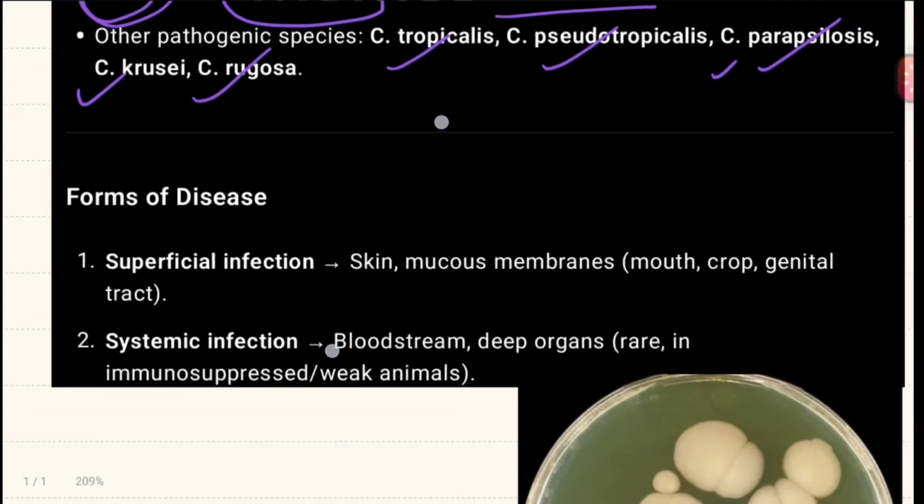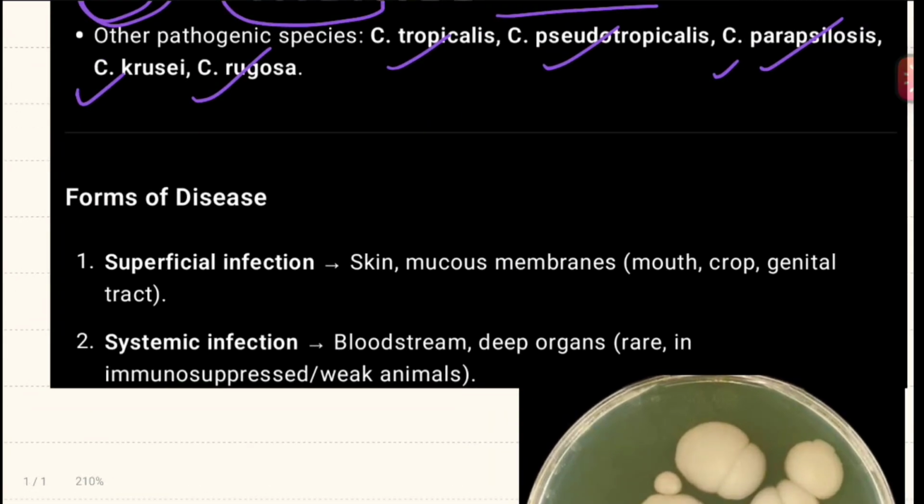Now we'll discuss the different forms of the disease. Like any other fungal disease, it can be manifested as superficial or systemic, so this disease also has two forms. In the first form, the superficial infection, the infection is limited to the skin and mucous membranes of body tissues such as the mouth, crop, and genital tract. Wherever there are immunosuppressed and immunocompromised hosts, there is a high tendency for the infection to be systemic in nature.